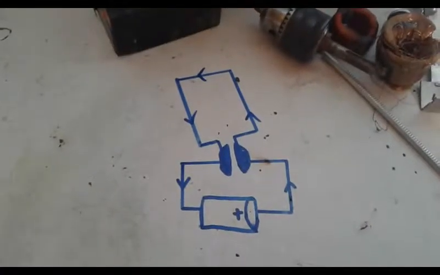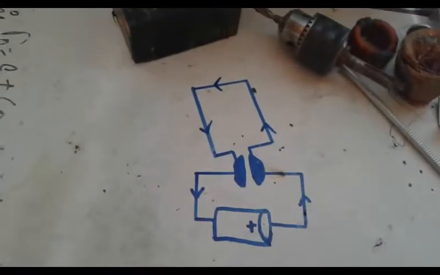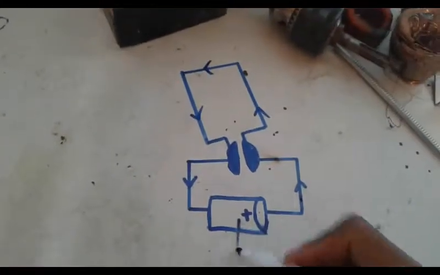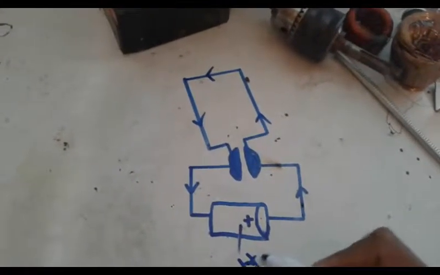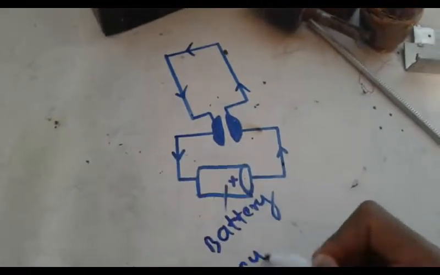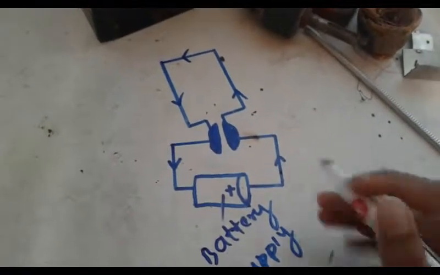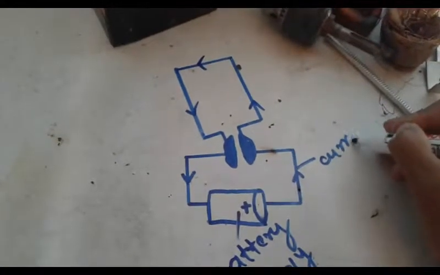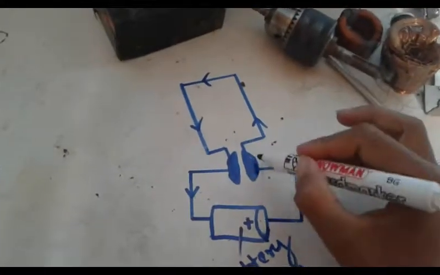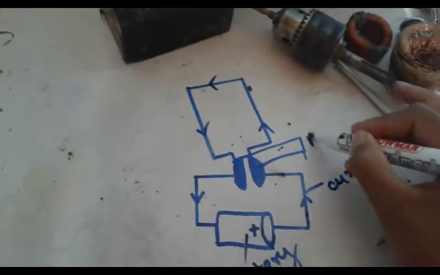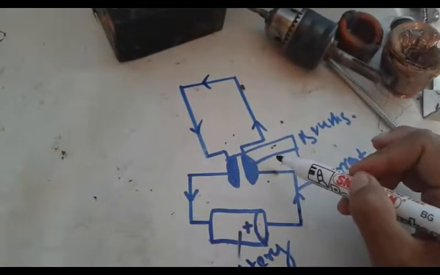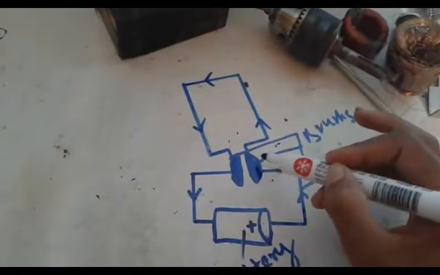Machine works on the principle of electromagnetic induction. Now here you can see this one is a battery supply which will provide running current here. Now it will pass through the brushes. These are the brushes, and now you can see the brushes carrying the current to the commutator.